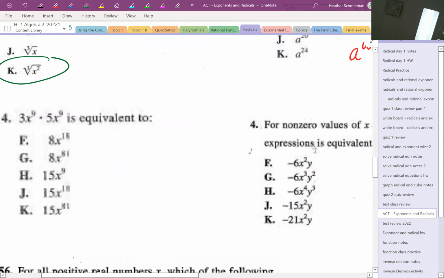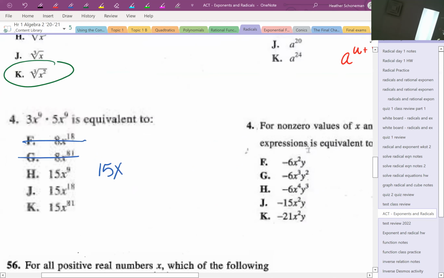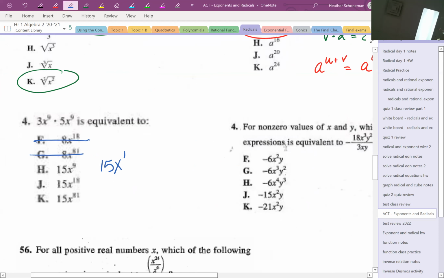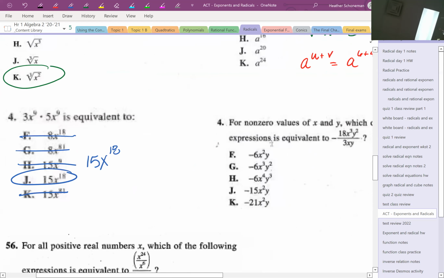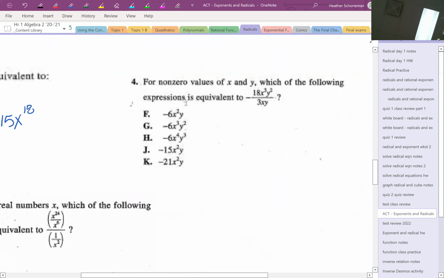Okay, number 4, we got another easy multiplication one. 3 times 5 is 15. So right away, these can't work. When you multiply, you add the exponents. So 9 plus 9 would be 18. So here's your correct answer. Those are no good.